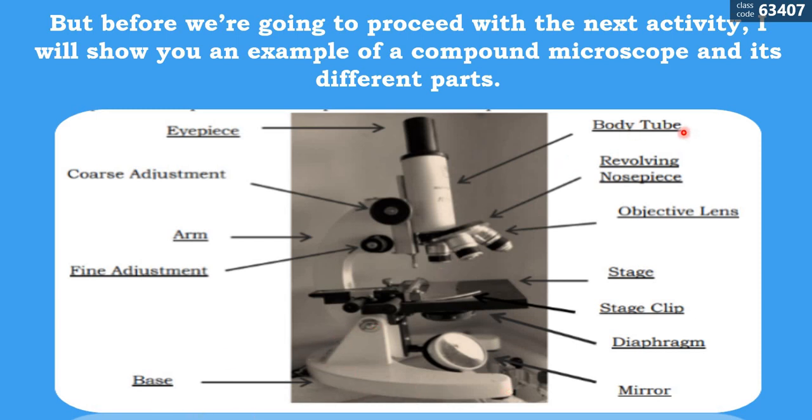Let's proceed with the right side. This part is called the body tube. And this part that holds the objective lenses, these three, is called the revolving nosepiece. And this one, we have the stage. And then this part is called the stage clip. And the diaphragm is just below the stage. And this one is called the mirror, the source of light. Okay, let's move on.